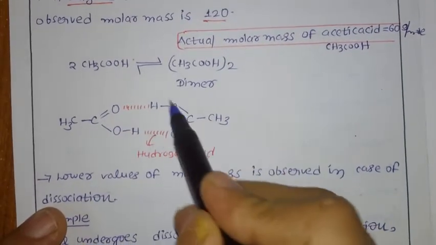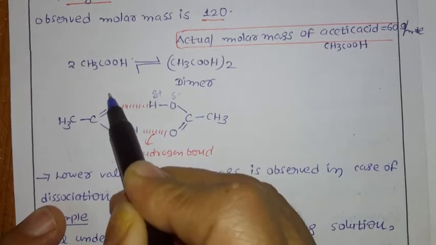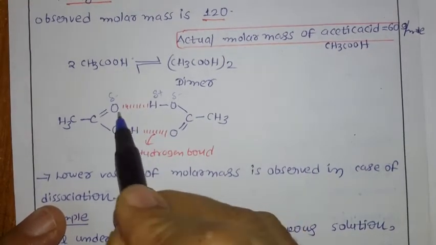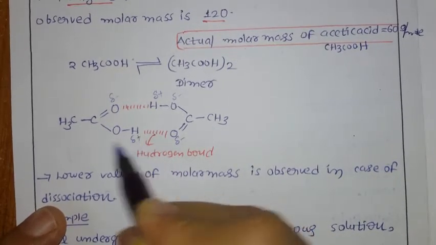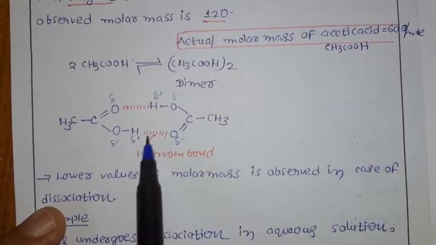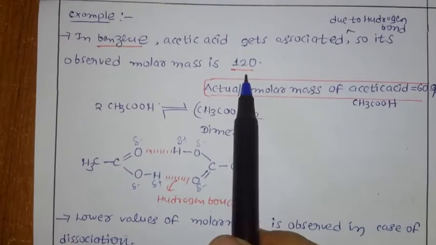As you know very well, in hydrogen bonding we have partial positive and partial negative charges. Here you have the partial negative charge, so negative and positive are going to attract. Again here negative, and this is partial positive, partial negative. So now it is going to form the hydrogen bond. Because of the formation of hydrogen bond, it is going to become double.